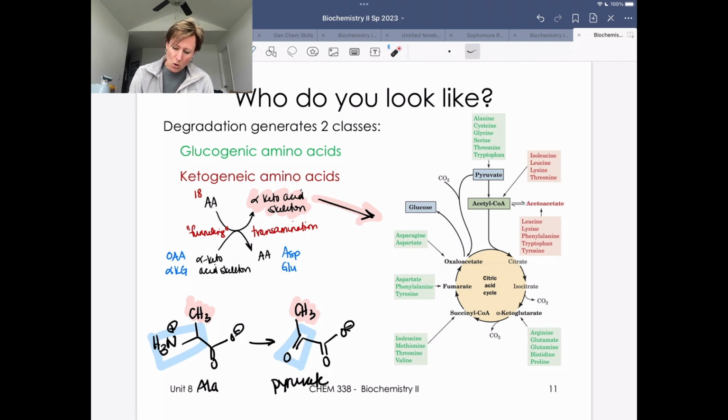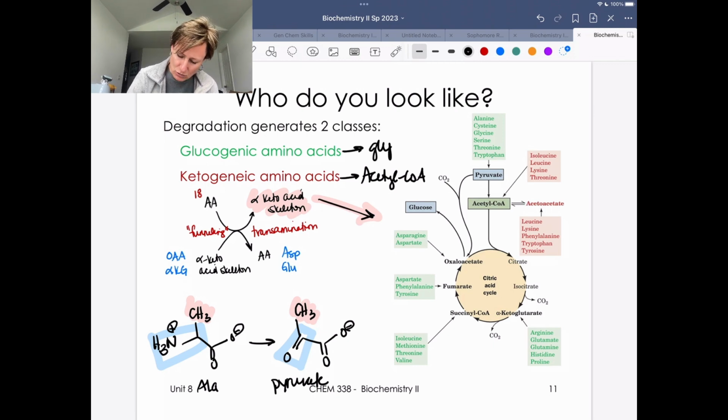Okay, so when we talk about these alpha keto acid skeletons, we want to think about what we're doing with them. And sort of what we have here, and we are not going through this in detail, are all different amino acids and identifying where they can sort of feed into the citric acid cycle as an intermediate. Reminding ourselves that ketogenic amino acids can only be made into acetyl-CoA. Glucogenic amino acids can be made into glucose. And if you are a ketogenic amino acid and can only be made into acetyl-CoA, there is not the option to be made into glucose.